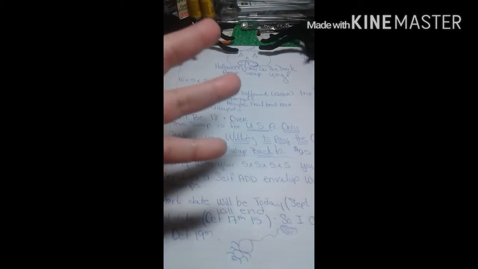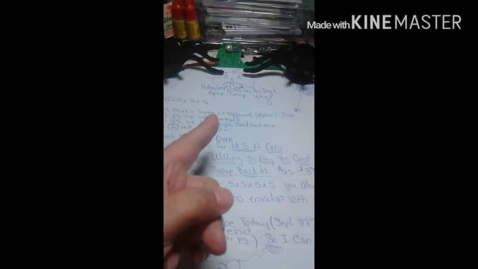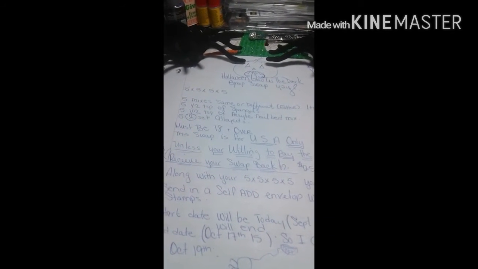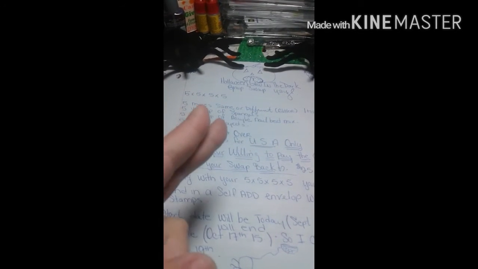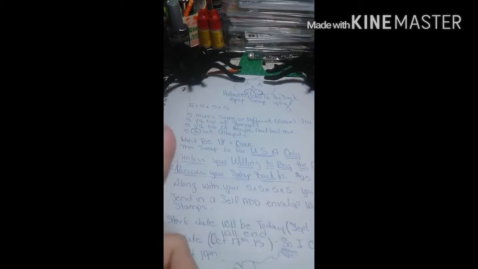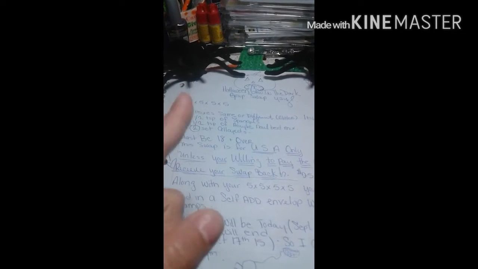It's going to be based on the quadruple fives, which are five mixes, same or different. Glow-in-the-dark glitters, one teaspoon. Five half teaspoons of spangles. Five half teaspoons of acrylic nail bed mixes. And five sets of two alloyeds.